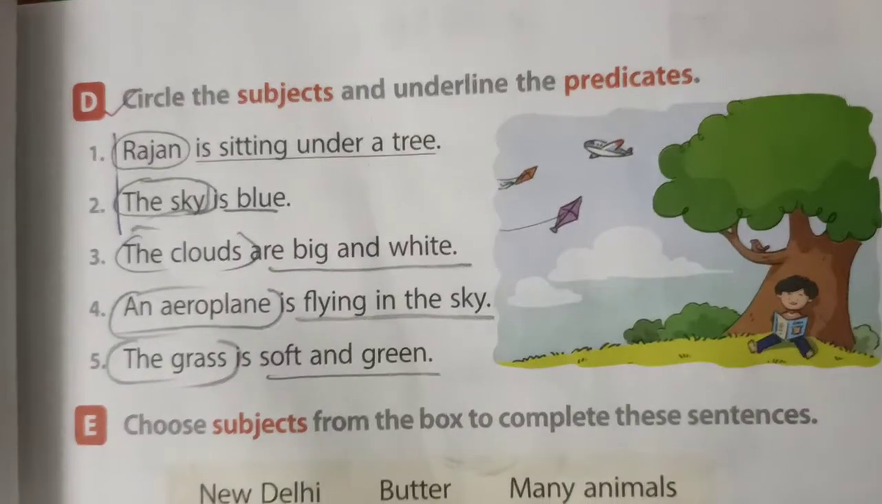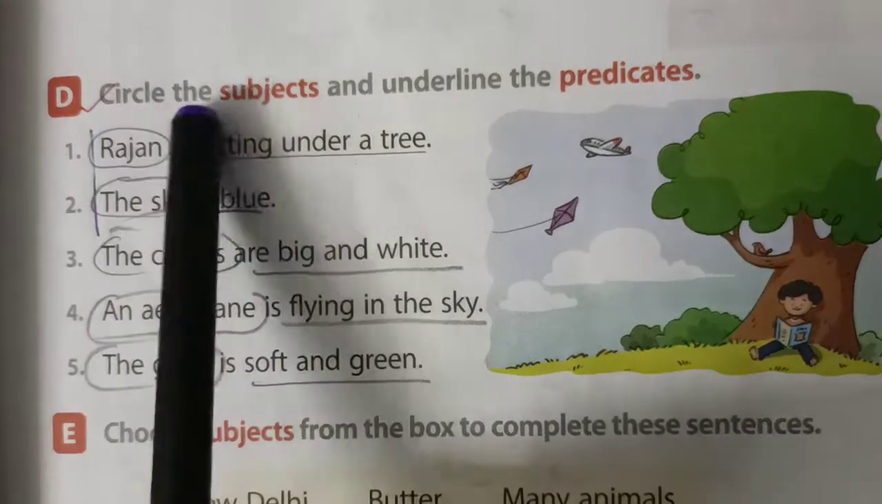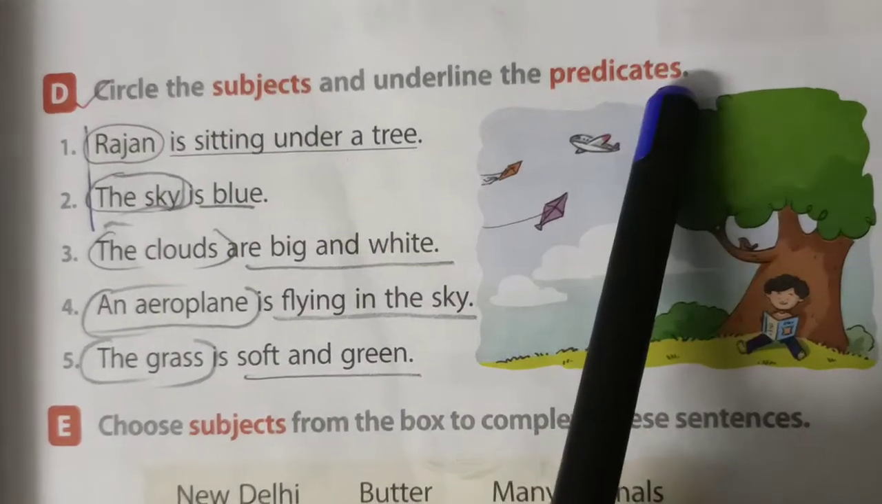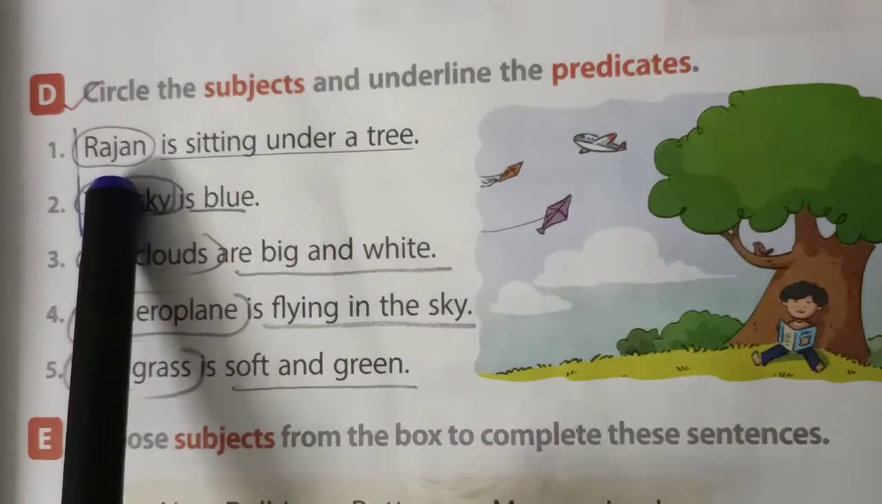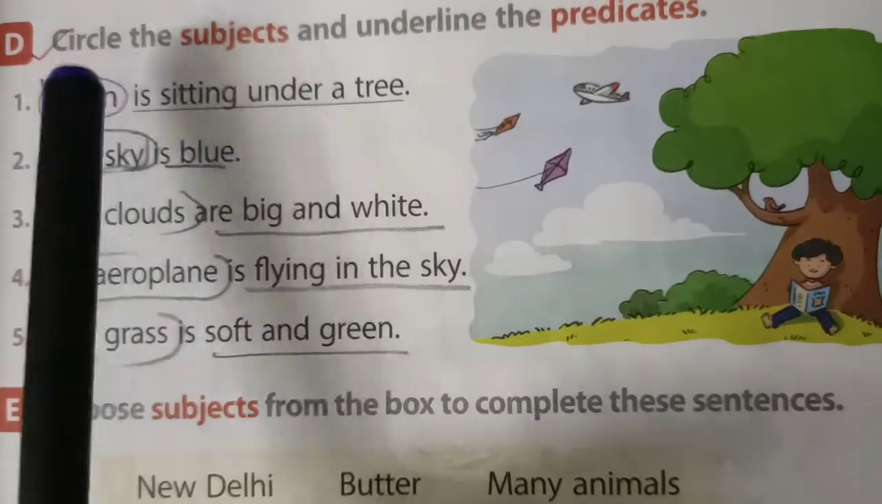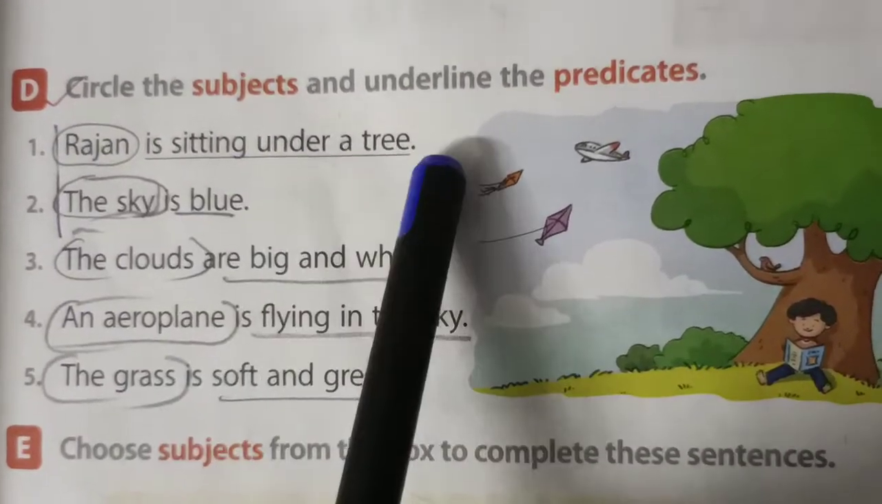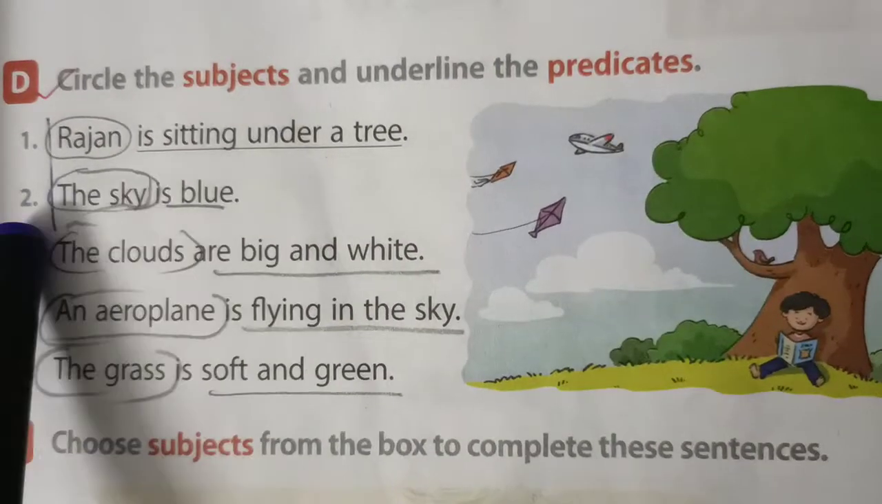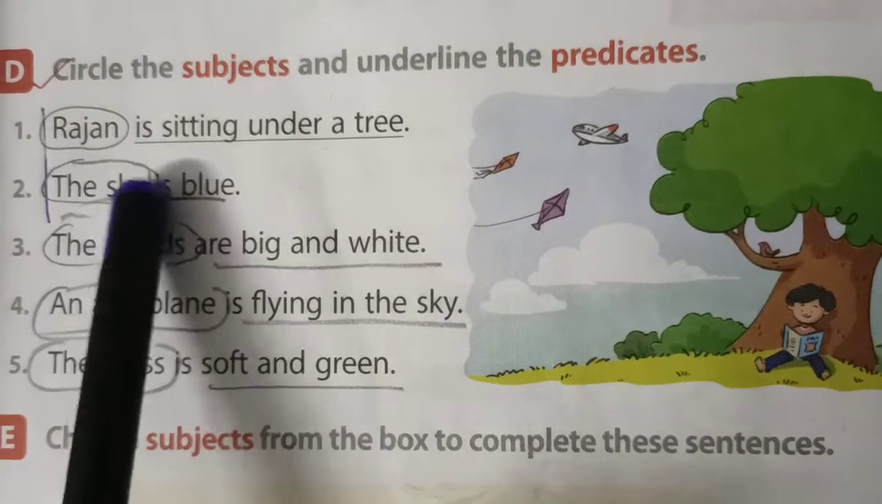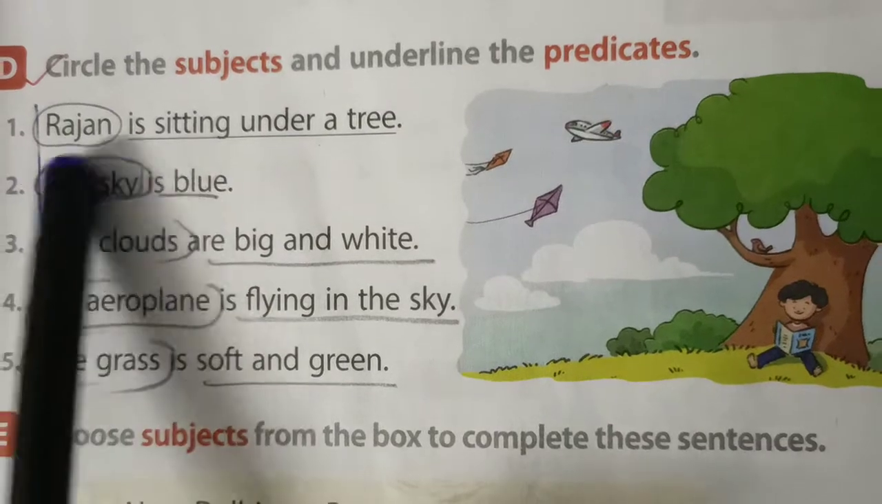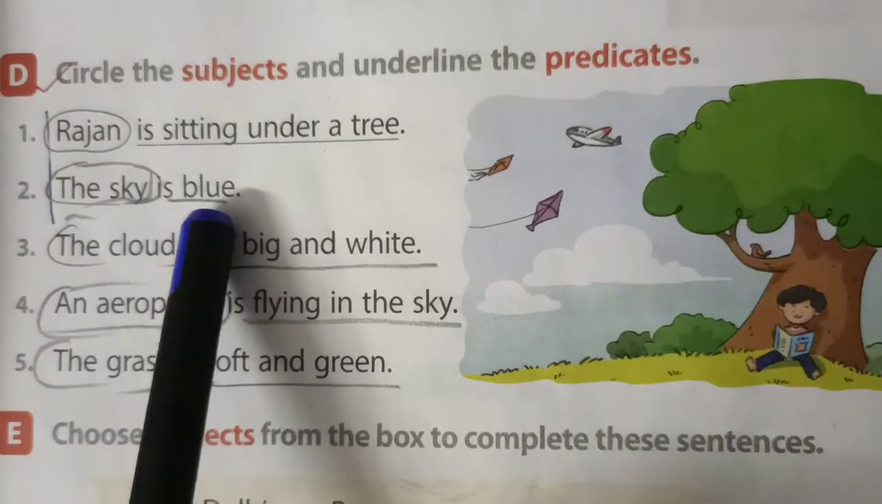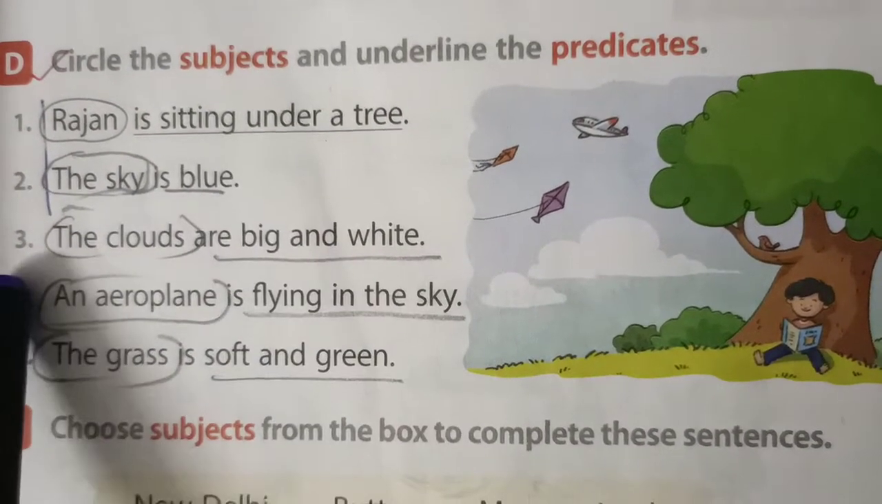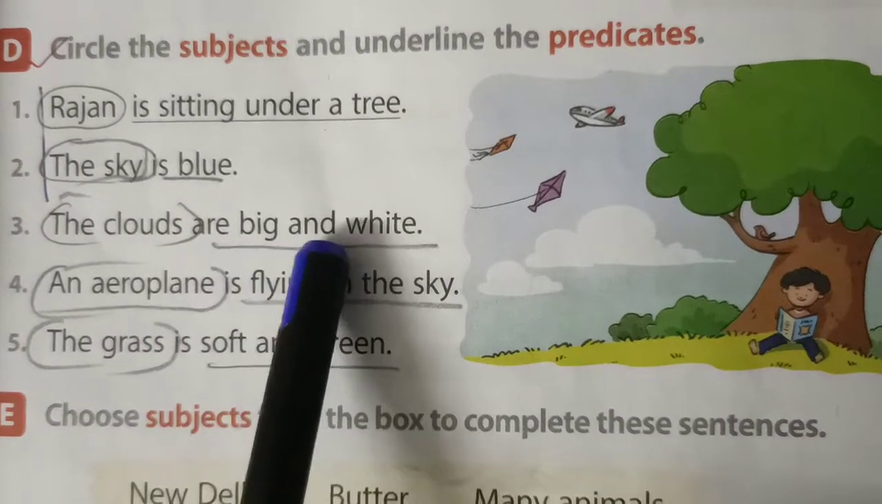Okay. Then see the exercise. Circle the subject and underline the predicates. First one, Rajan is sitting under a tree. Circle the subject, circle Rajan. Sitting under a tree is the predicate. Okay. Then 2, the sky is blue. Sky is the subject, and underline the predicate: is blue. Then 3rd, the clouds are big and white. The clouds is the subject and big and white is the predicate.